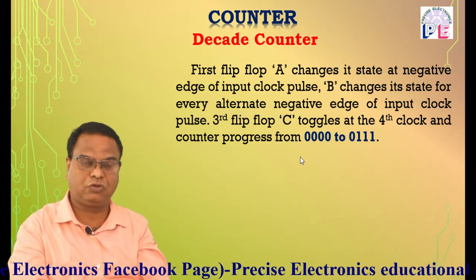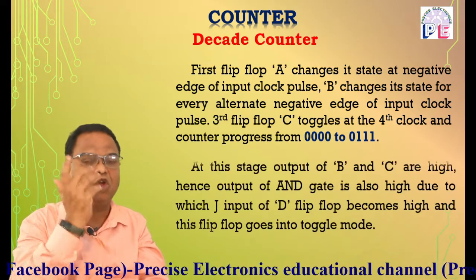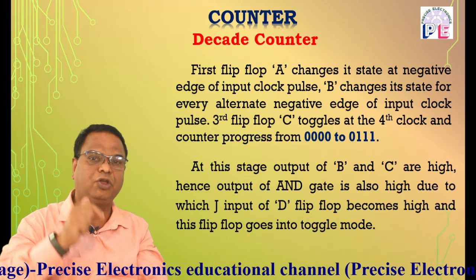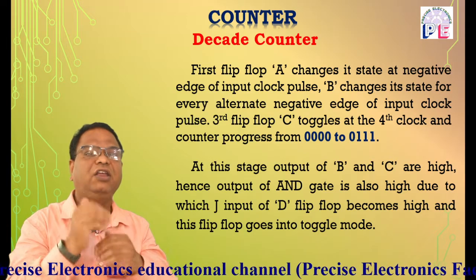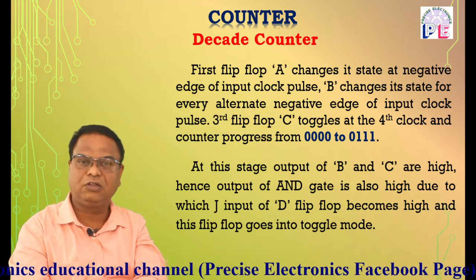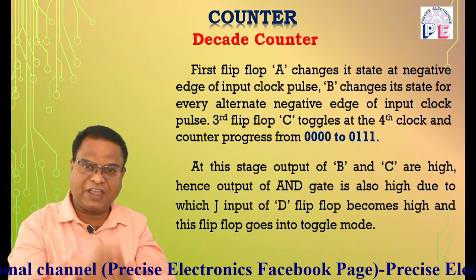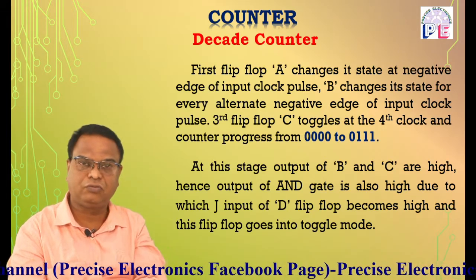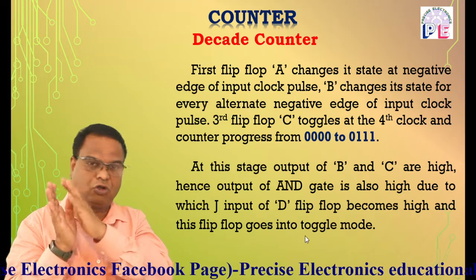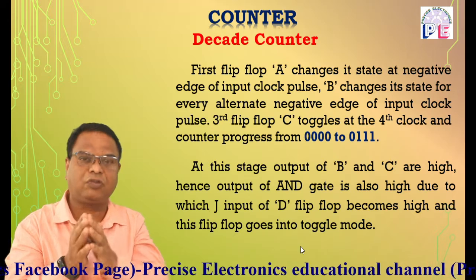Now the fourth flip-flop, that is the D flip-flop, is also in toggle mode at this stage. Why is it in toggle mode? Because the B and C flip-flops are in set mode, so the outputs of B and C are high. So the output of the AND gate is also high. That means the J input of the fourth flip-flop is high, whose K input is already connected to high logic. Therefore, the fourth flip-flop is also in toggle mode. The A, B and C flip-flops are already in set mode.